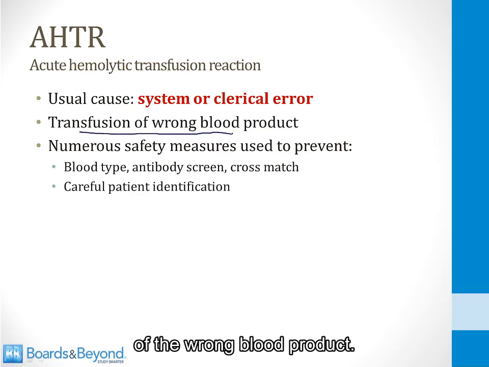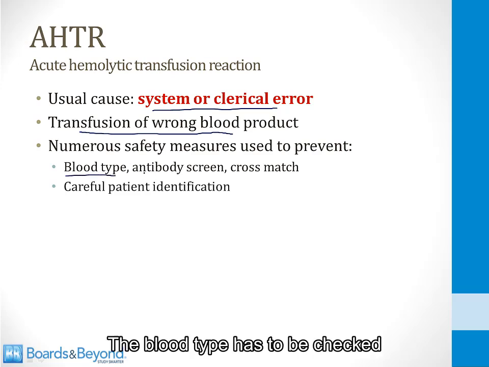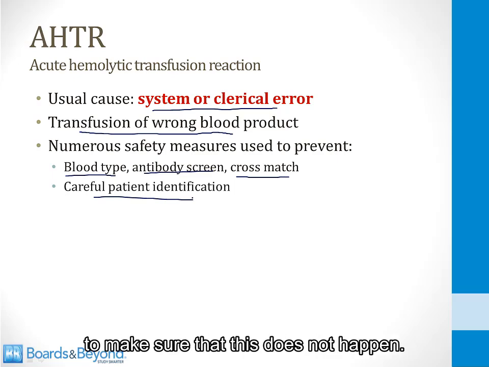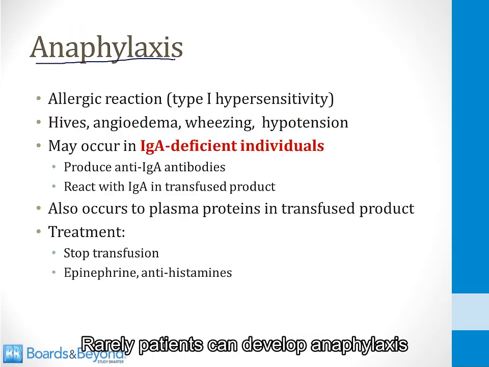As I said before, the usual cause is transfusion of the wrong blood product, and this usually happens because of a system or clerical error. Hospitals employ numerous safety measures to prevent this. The blood type has to be checked, an antibody screen and cross-match is done. There is very careful identification of the patient and the unit of blood being transfused to make sure that this does not happen.